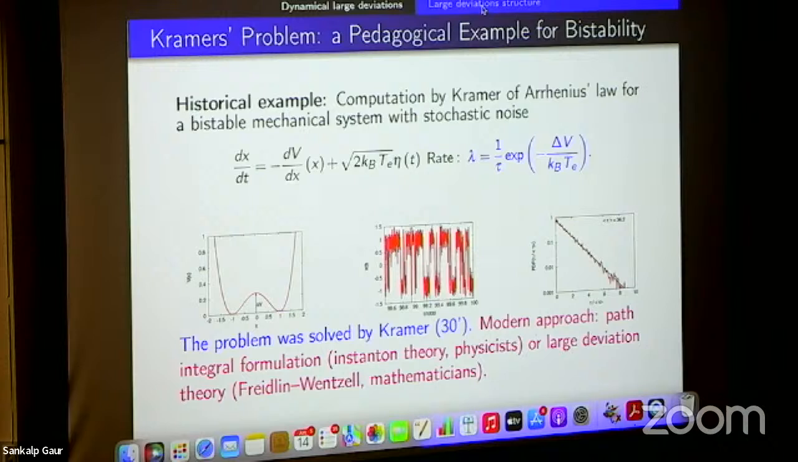a path integral formulation or large deviation theory. This is actually exactly the same for me. I mean, physicists use path integral formulation. And when you put this correctly in a mathematical framework, it gives you a large deviation theory. And so the point of this large deviation theory approach is that it will be valid for a much wider range of dynamics.